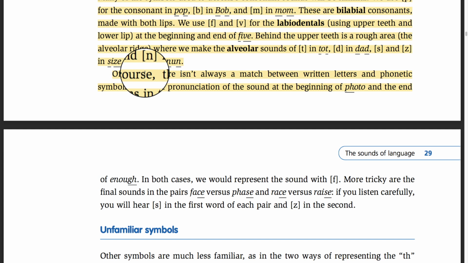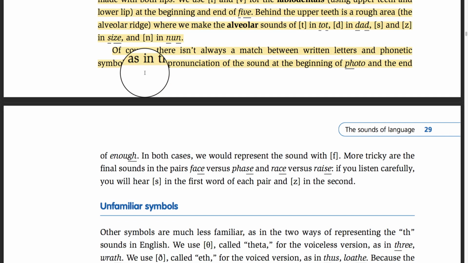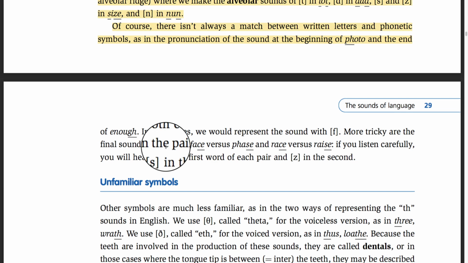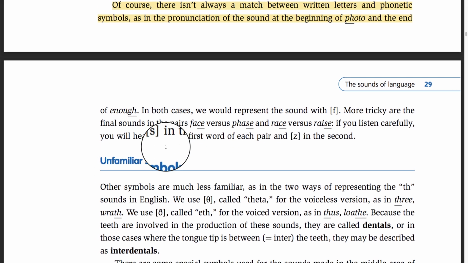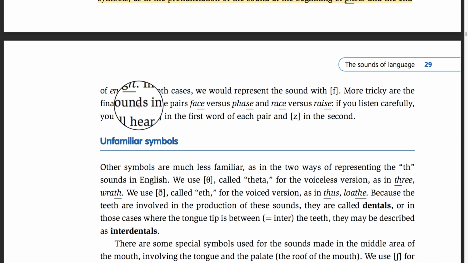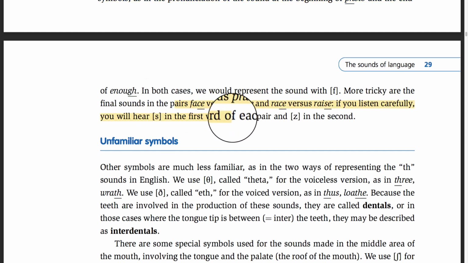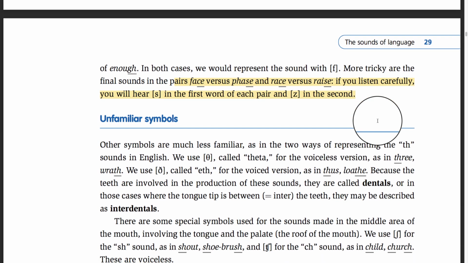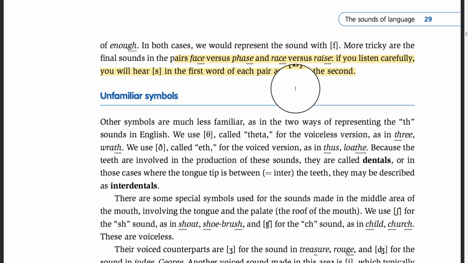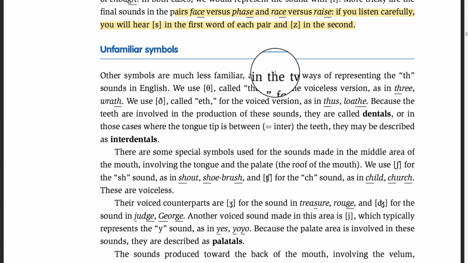Of course, there isn't always a match between written letters and phonetic symbols, as in the pronunciation of the sound at the beginning of photo and the end of enough. In both cases, we would represent the sound with F. More tricky are the final sounds in the pairs face and phase, race and raise. If you listen carefully, you will hear S in the first word of each pair and Z in the second.